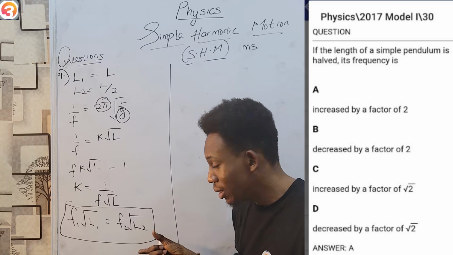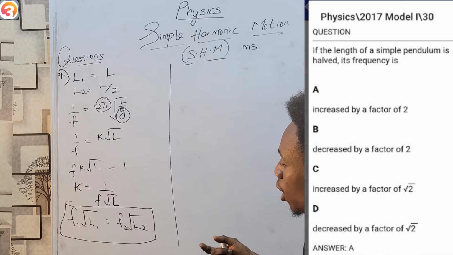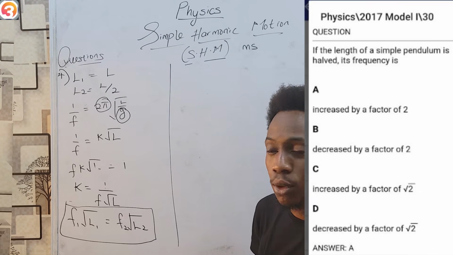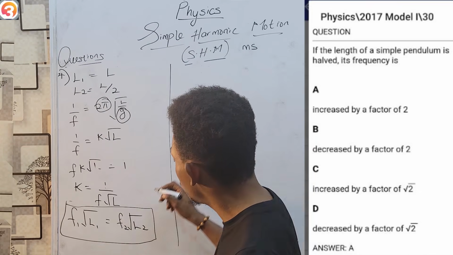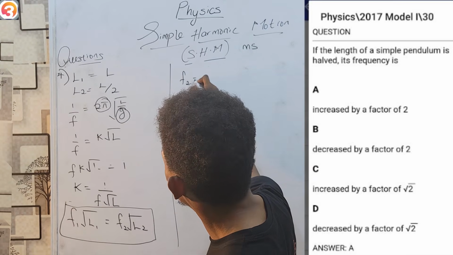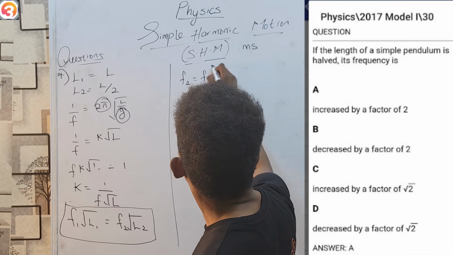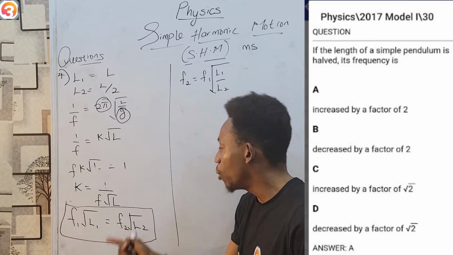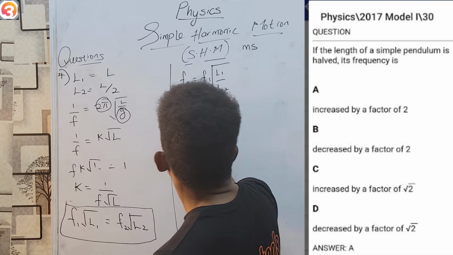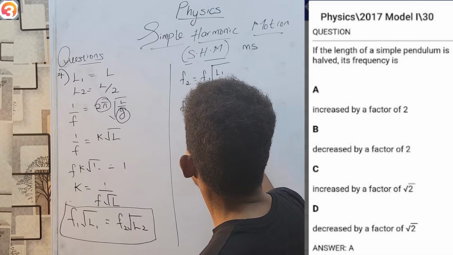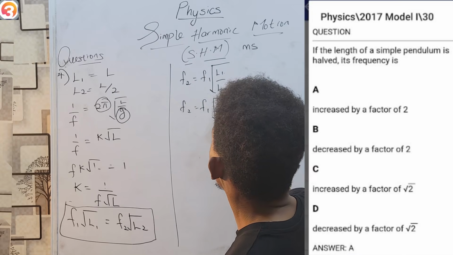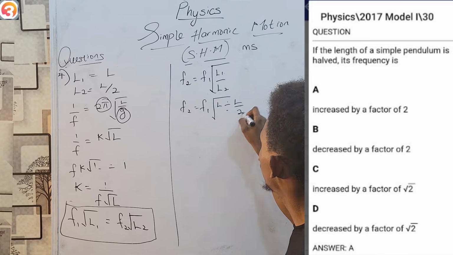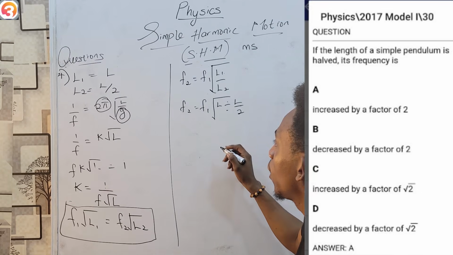But once I know this is all I need, I can start my question, because we want to know what happens to the frequency. We want to know what happens to f2 in terms of f1. So I can decide to find f2 here and see that therefore f2 must be equal to f1 square root of L1 over L2. That's because we divided both sides here by L2. Then in my square roots, L1 is L and L2 is L over 2. So this is L divided by L over 2.